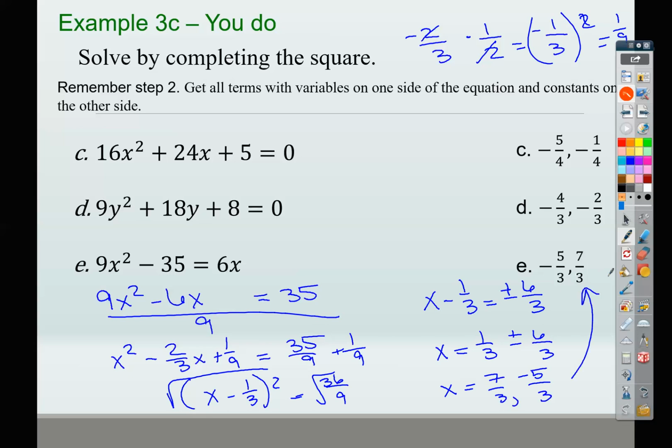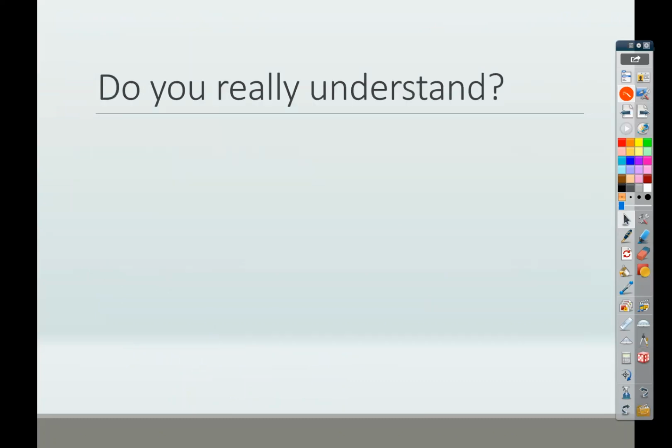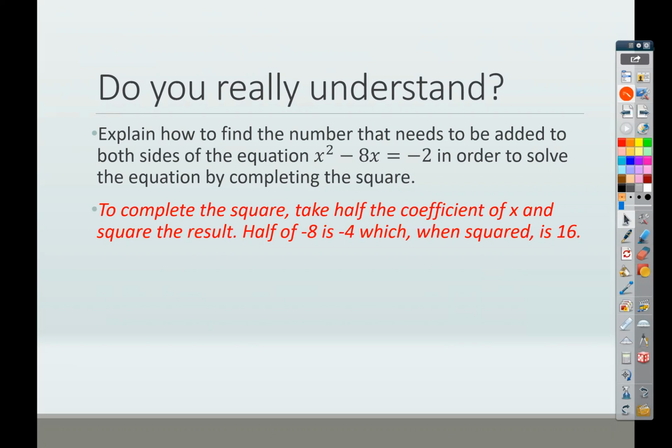I know I've got this when I can write perfect square trinomials, solve quadratic equations by completing the square. But do you really understand? So explain how to find the number that needs to be added to both sides of the equation x squared minus 8x equals -2, in order to solve the equation by completing the square. So you divide it by 2 and square it. So half of 8 is -4, squared is 16.